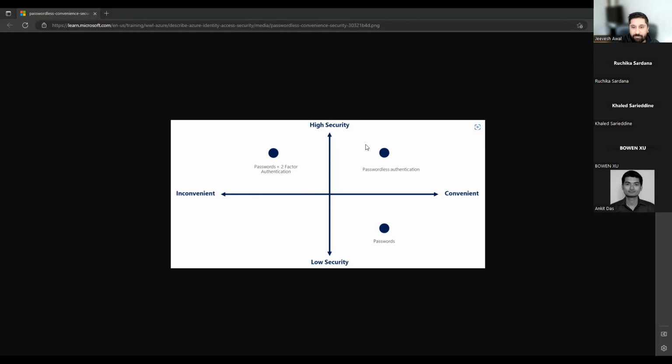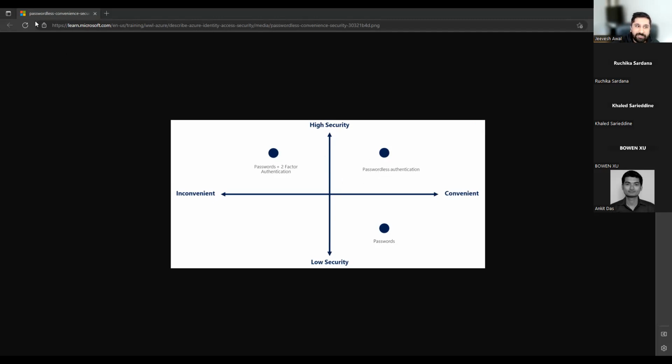And now the latest form of authentication that we have, which we'll be talking about in the further slides, is passwordless authentication, which is very highly secure. You do not need to remember something, and it is convenient as well because it does not have a lot of stuff to carry. Again, many of you might argue that two-factor is more secure and more convenient than passwordless authentication, and it's not secure.